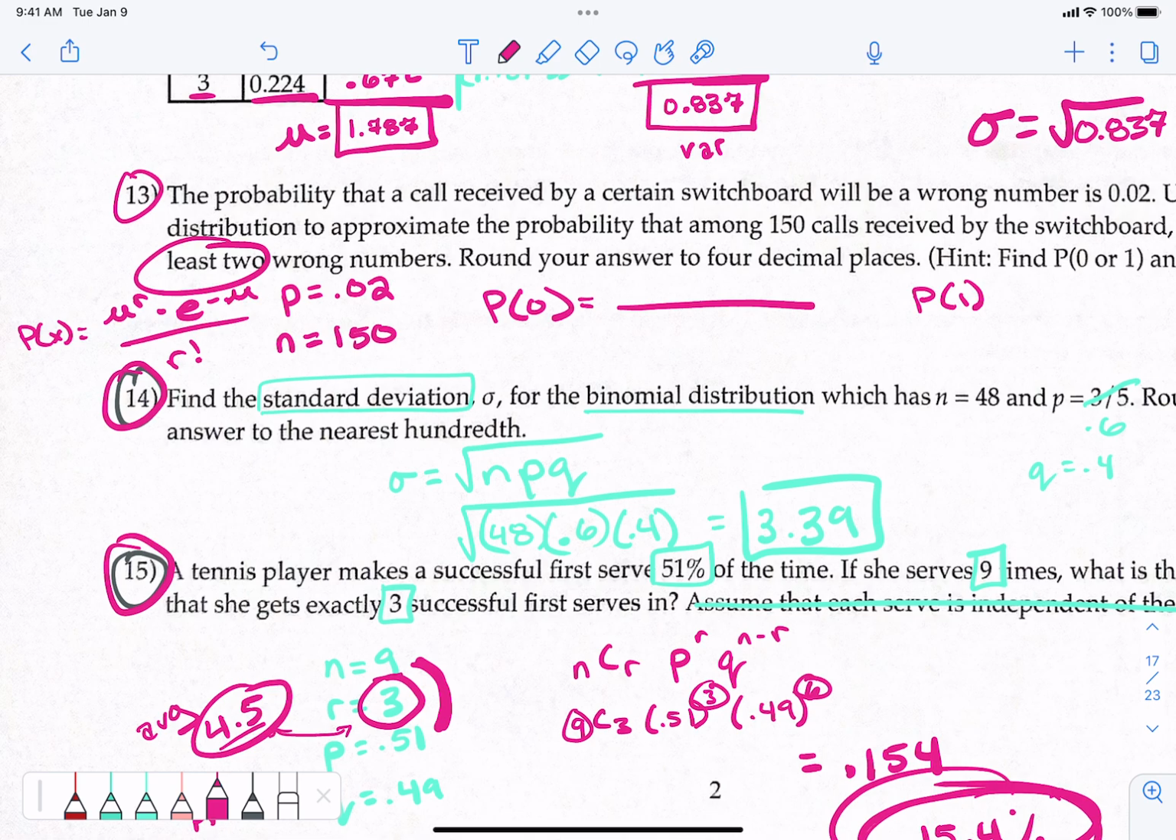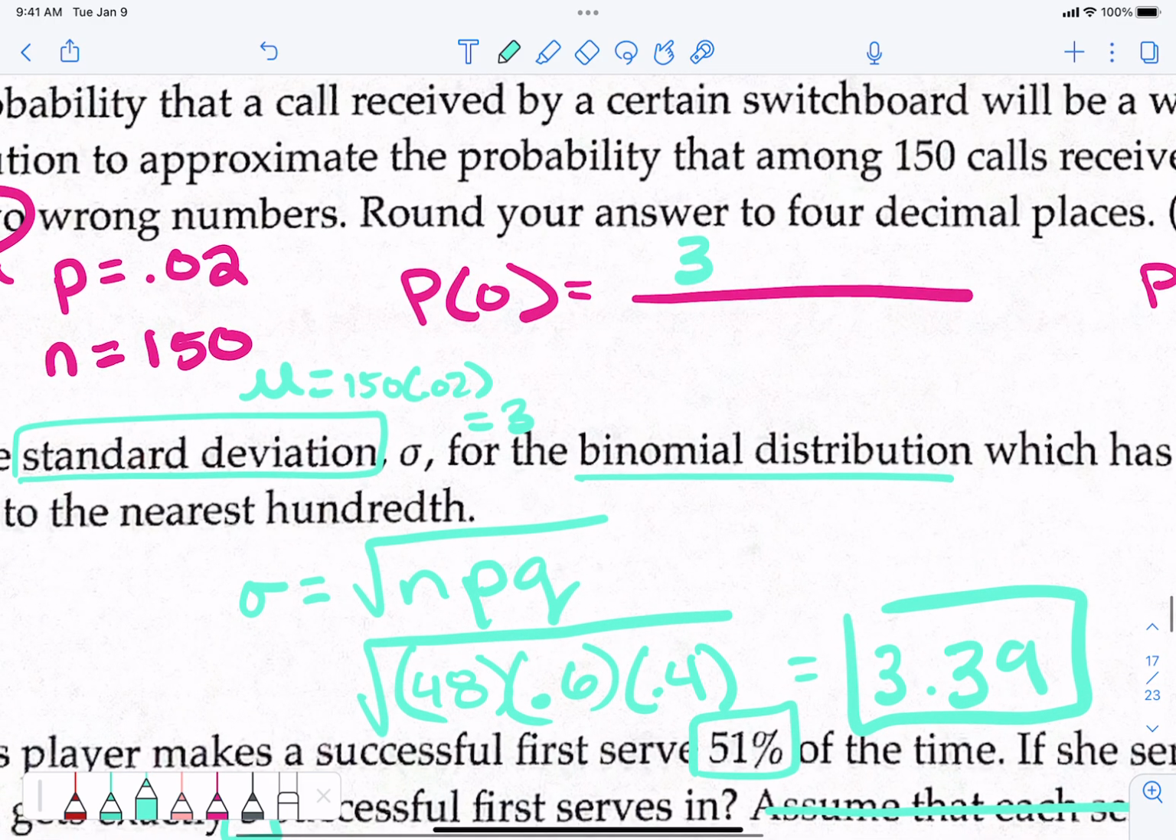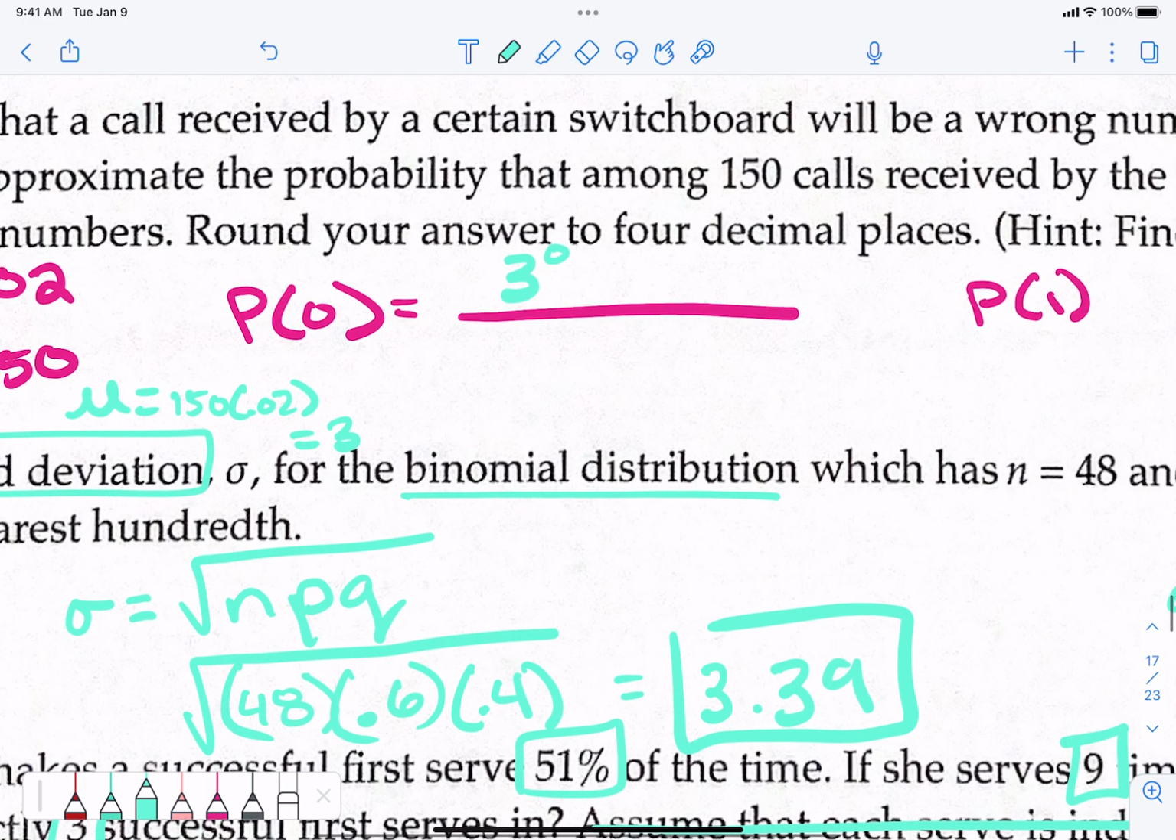We don't have a mu. Yeah, we do. N times p. Mu is n times p, which is 150 times 0.02, which is 3 exactly. Boom. All right, so 3 is mu. What is r? R is 0 for this problem, right? 3 to the 0 times e to the minus mu, which is minus 3, all over 0 factorial.